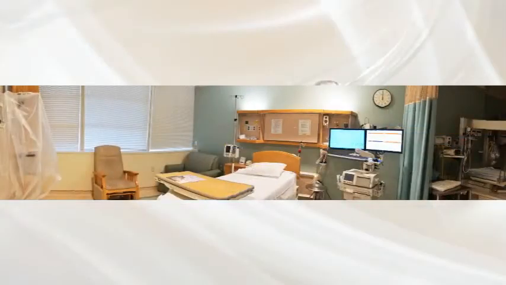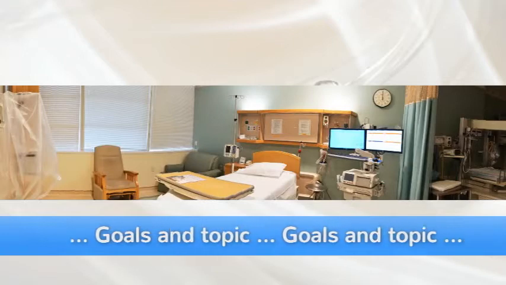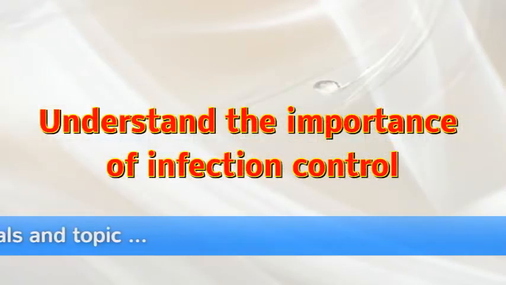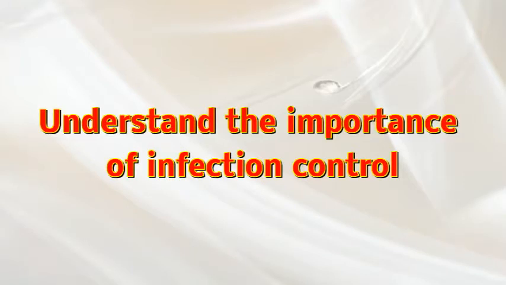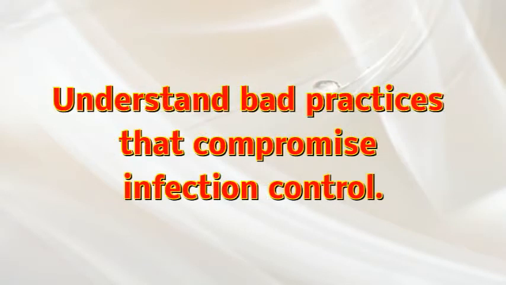Before we get into the details of how we accomplish infection control through our cleaning work, let's first review the goals and the topics we will cover in this training module. Our goal is to understand the critical importance of infection control for the patients, visitors, medical staff, and also you and your coworkers in Stroger's Environmental Services Department. To achieve these objectives, your personal training goal in this module should be to develop and understand what are the best practices to achieve infection control. You should also pay attention to what are bad practices that can compromise infection control and how to avoid them.